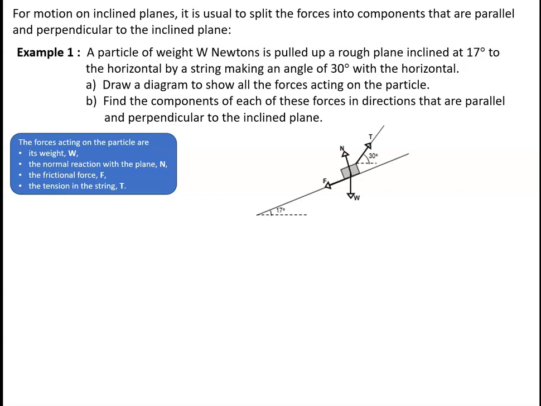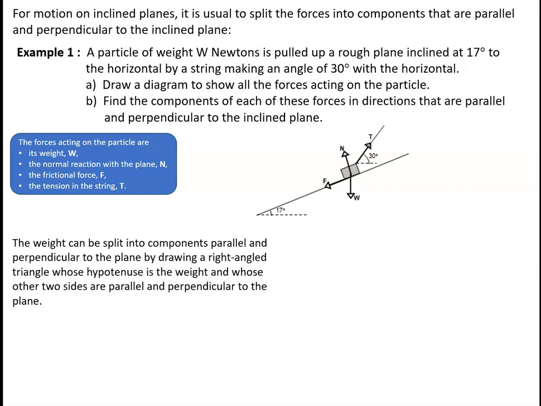So what we've got to do in this is split each of the forces up into the components along the plane and perpendicular to the plane. The weight can be split reasonably easily by creating a right-angled triangle whose hypotenuse is the weight and whose other two sides are parallel and perpendicular to the plane.